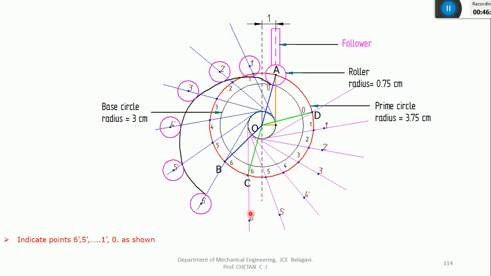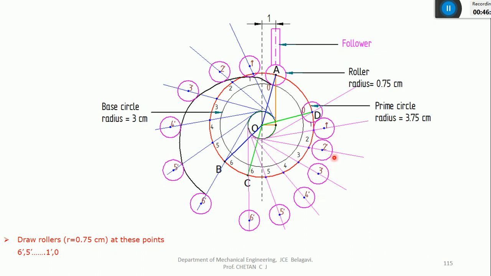Again, just take the center as this 6 dash. Just draw a roller with a radius of 0.75. Again, one more roller at 5 dash, 4 dash up to 1 dash and this 0. And just continue this cam profile from this outstroke angle in such a way that this curve will be tangent to these circles also, like this, and end this at the last circle. Okay, you can see, this is a cam profile, which is nothing but a freehand curve which is tangent to all these circles. This black color one is nothing but the cam profile.